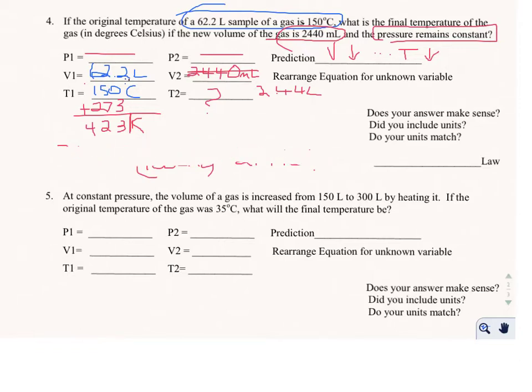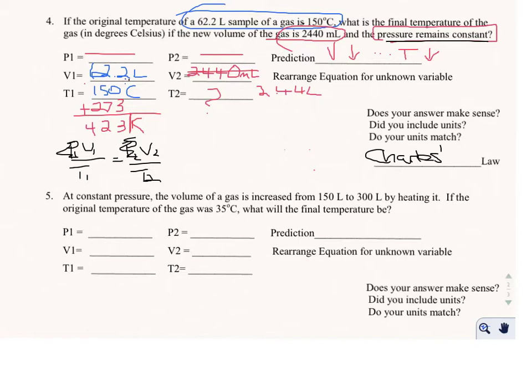We can now solve the problem plugging into the formula P1 V1 over T1 equals P2 V2 over T2. And since pressure is constant, we will cross out that term. And we are left with Charles' law. The mnemonic used to remember Charles' law is lazy Charles needs constant pressure to do his homework.